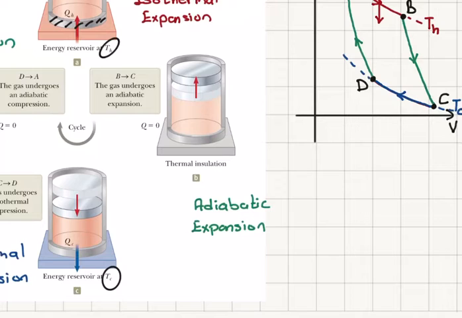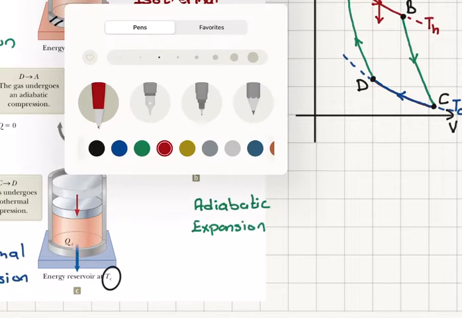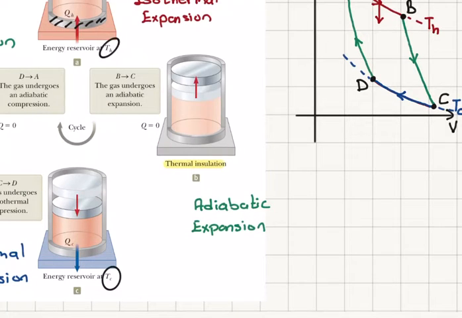So what is adiabatic expansion? Everywhere is thermally insulated. So we have thermally insulated walls, as you can see here, and therefore we have no heat exchange with the environment. So Q is equal to 0, and it's an adiabatic expansion process.